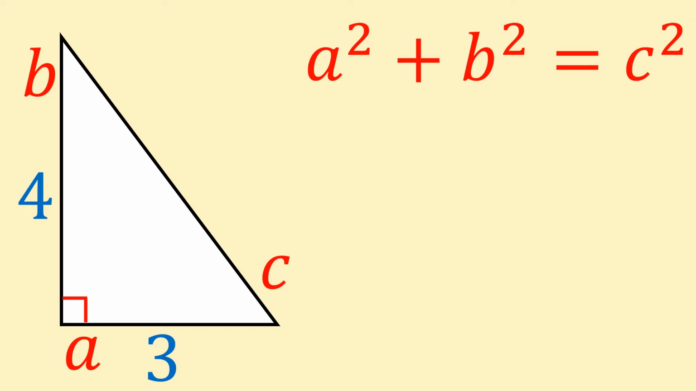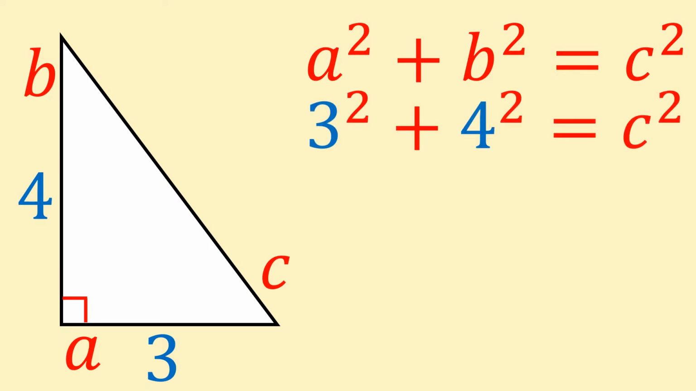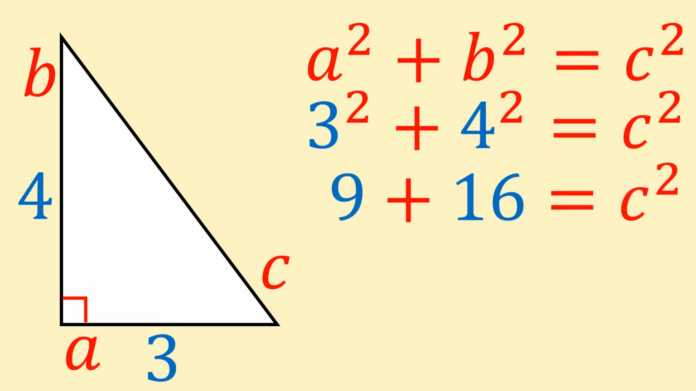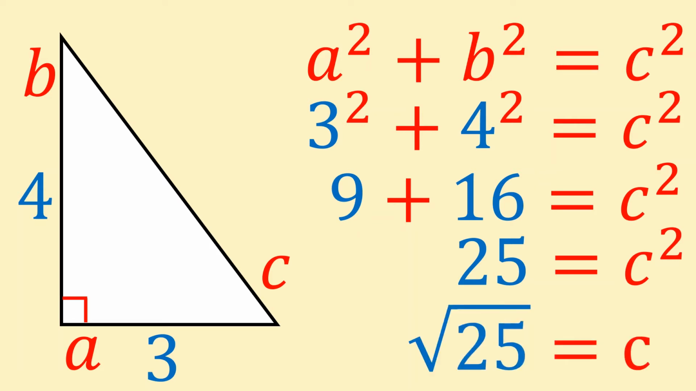Since we want to work out the length of side C, plug in the values of A and B into the formula. This gives us 3 squared plus 4 squared is C squared. 3 squared is 9 and 4 squared is 16. Sum them together to get 25. 25 equals C squared. Square root 25 to get C. This is nice and easy, with 5 as our final answer. The length of side C is 5.